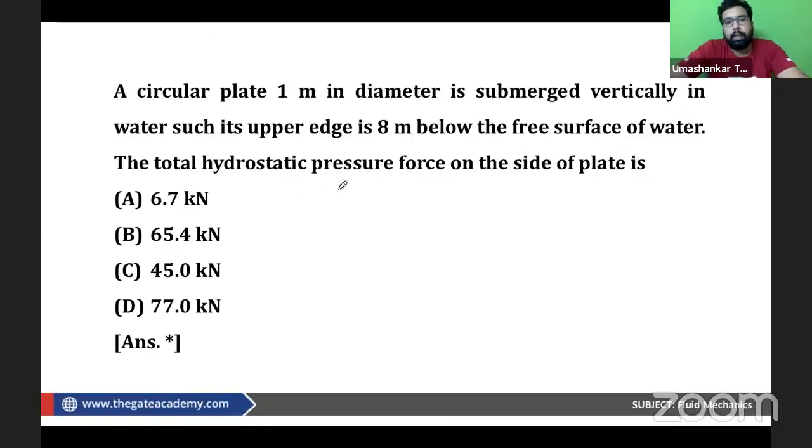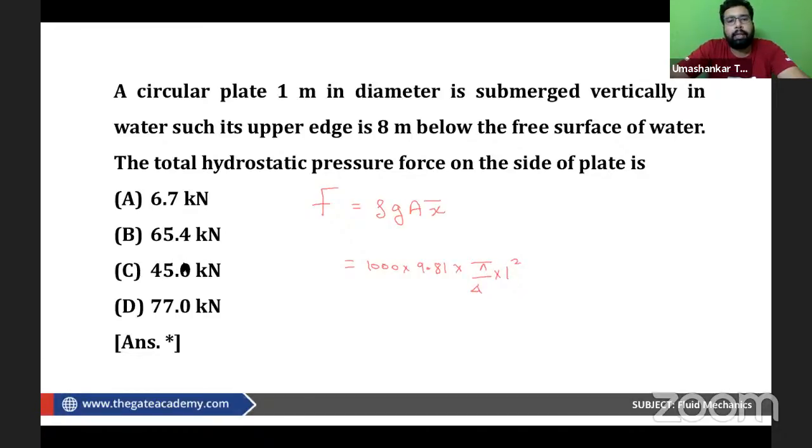So we know the hydrostatic pressure force is given by rho g a x bar. Yes or no? Rho g a x bar. So what is this g, my dear? What is this rho? Rho is water. So for water, we very well know the density is 1000. G is 9.81. Area, so circular plate of 1 meter diameter, so we can do it pi by 4 into 1 square.